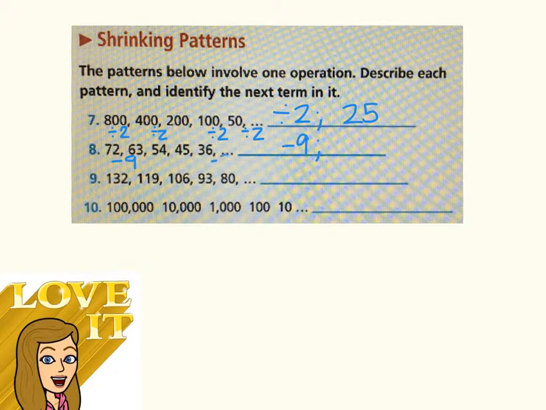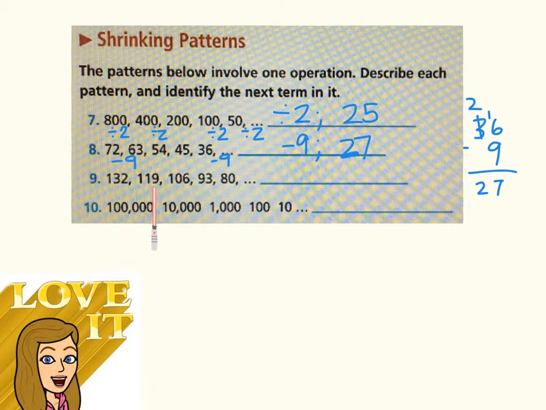So then 36 minus 9 will give me the next fact. Well, 36 minus 9, if you don't know it off the top of your head, you can always do that subtraction, is 27. So 27 would be my next term. All right, let's try the next one.